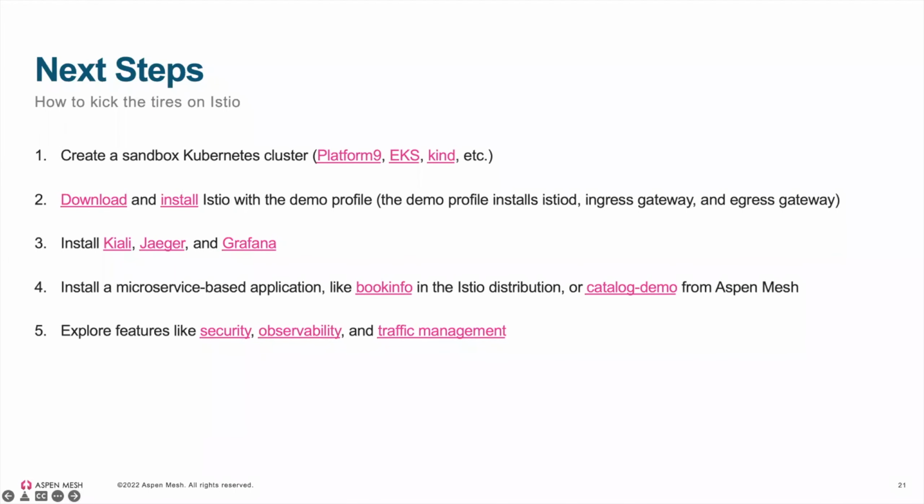So yeah, get a sandbox cluster, download and install Istio. They have this concept of profiles when you do the istioctl install. I would recommend the demo profile because that installs everything. So it installs the ingress gateway, the egress gateway, and the core Istio control plane.